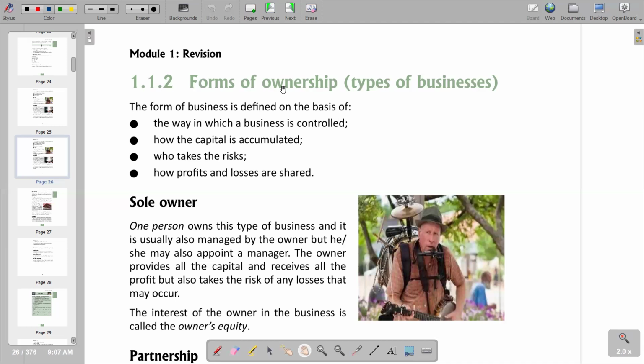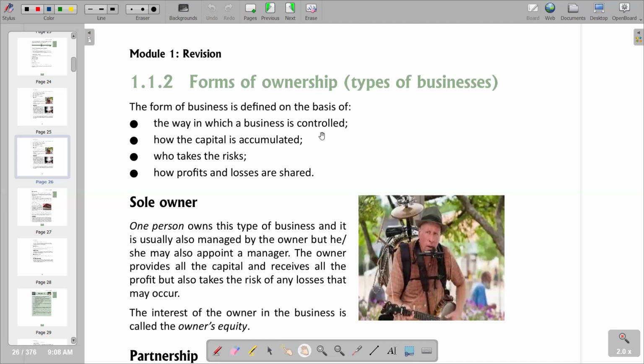They are defined on the basis of, the first point, the way in which a business is controlled. So in terms of the owners of the business, we are saying the owner of a sole trader, or the sole owner, is different from the owners of a partnership.